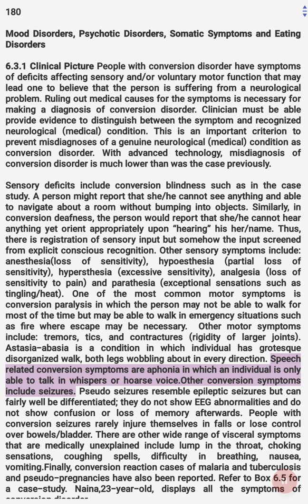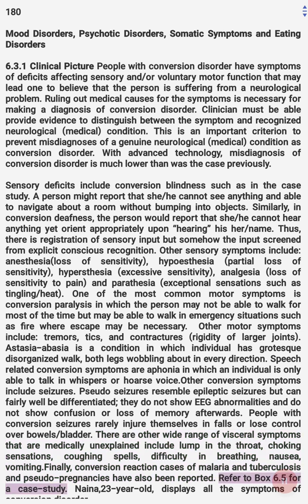Other conversion symptoms include seizures. Pseudo-seizures resemble epileptic seizures but can fairly well be differentiated. They do not show EEG abnormalities and do not show confusion or loss of memory afterwards. People with conversion seizures rarely injure themselves in falls or lose control over bowels or bladder. There is also a wide range of visceral symptoms that are medically unexplained, including lump in the throat, choking sensations, coughing spells, difficulty in breathing, nausea, and vomiting. Finally, conversion reaction cases of malaria and tuberculosis and pseudo-pregnancies have also been reported.